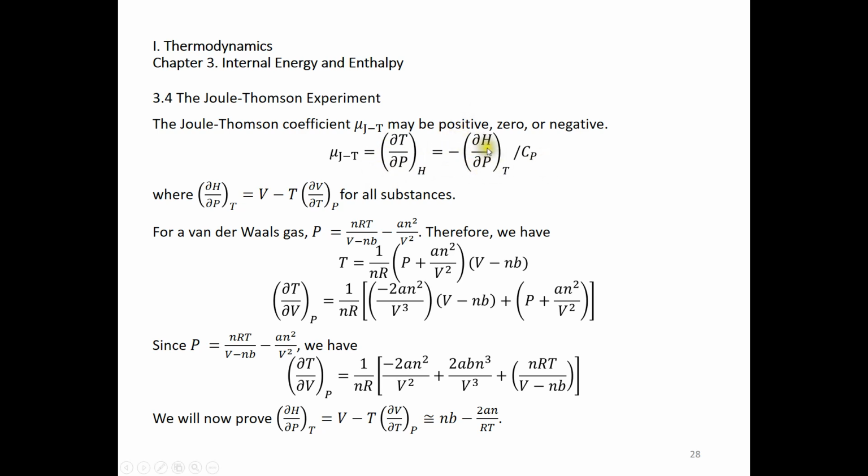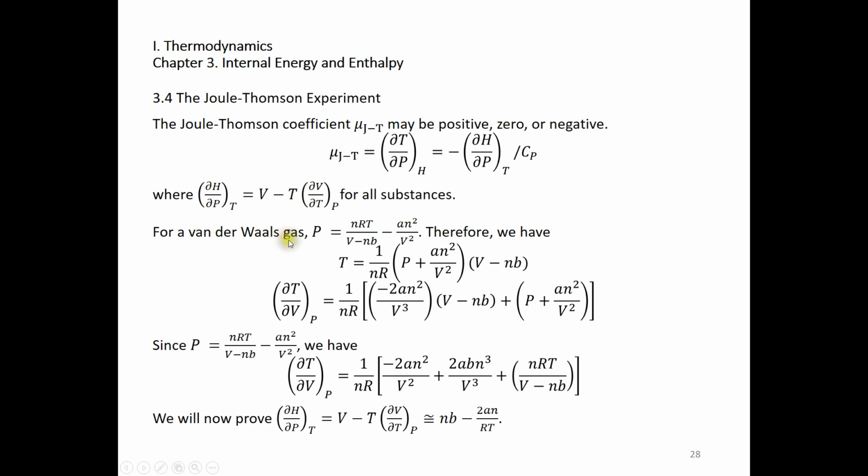Now let's evaluate this delta H over delta P. So first, delta H over delta P under constant temperature condition is V minus T times delta V over delta T. And we will be able to prove this after chapter 5. For now, we'll just evaluate this for a Van der Waals gas.